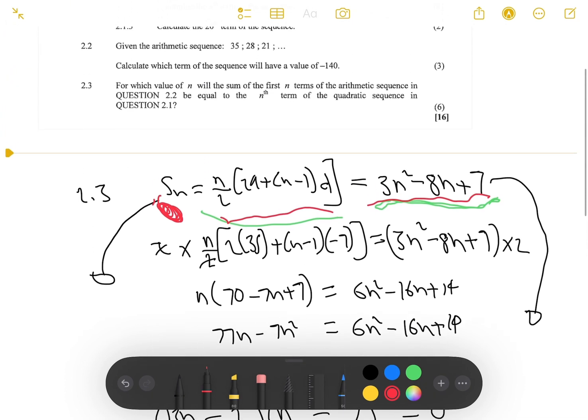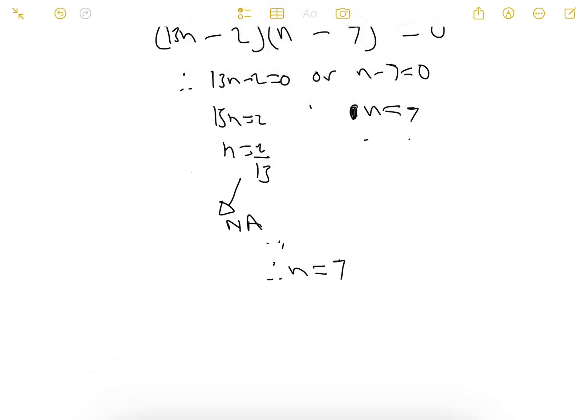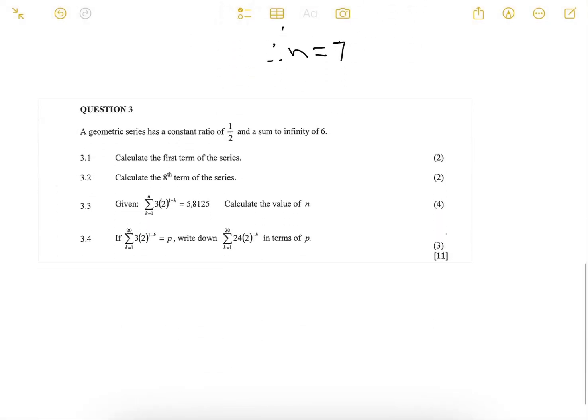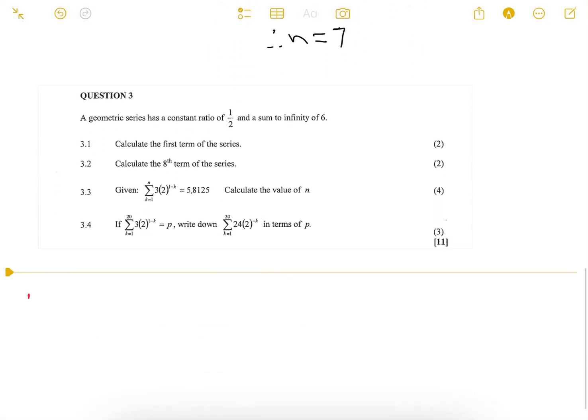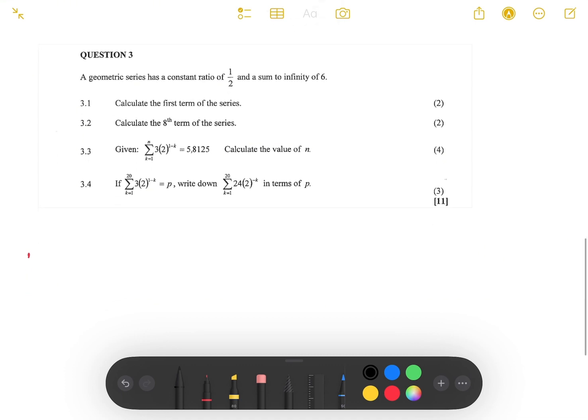Okay, so now let's move to our question 3. Question 3, we are given a geometric series that has a constant ratio of half and a sum to infinity of 6. And then 3.1, they say calculate the first term of the series. So 3.1, first term of the series, we're given r as half, and then S infinity we know is equal to 6.